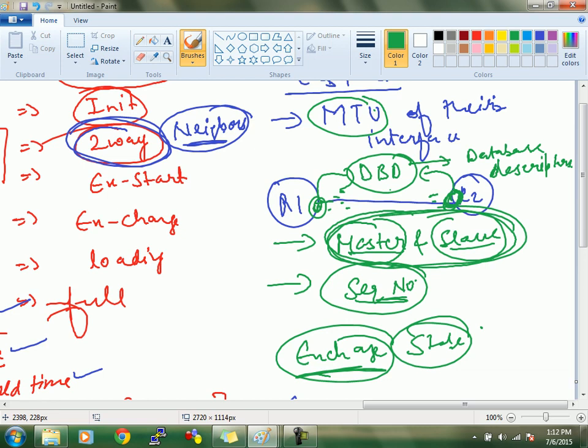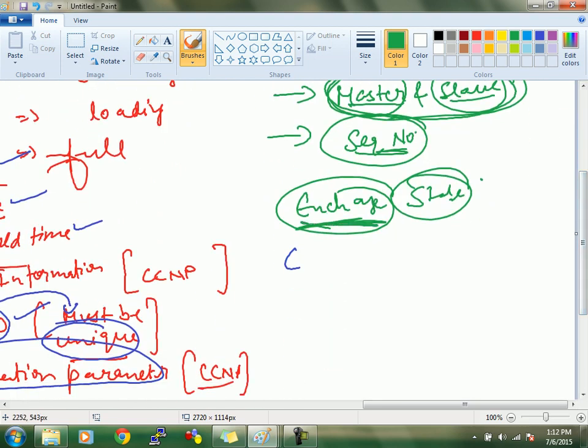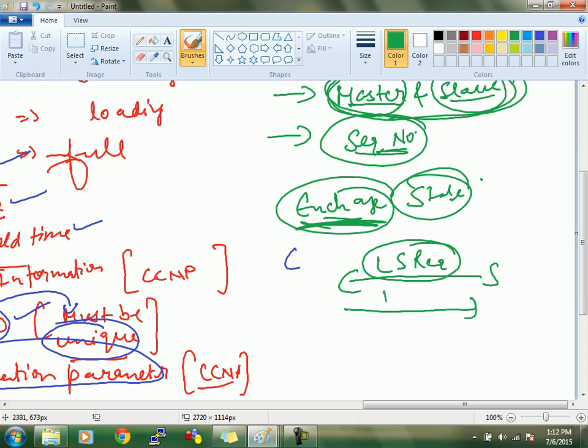Now router with lowest router ID will ask from router with the highest router ID, what is your sequence number? They will exchange each other's sequence number. Work is over. Now they will come in which state? Exchange state. Now slave will send a link state request. What it will send? That give me your database. Master will send a link state update that this is my database. Now slave will send a link state acknowledgement. Okay, I got your database.